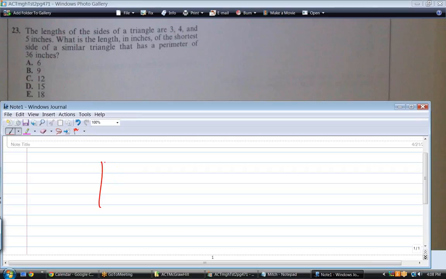In other words, here's our situation. It helps a little bit maybe to draw a picture of it. Over here, since this has a 12 perimeter, we must be dealing with a bigger triangle, right? How much bigger? Yeah, 3 times. Each side is 3 times bigger.